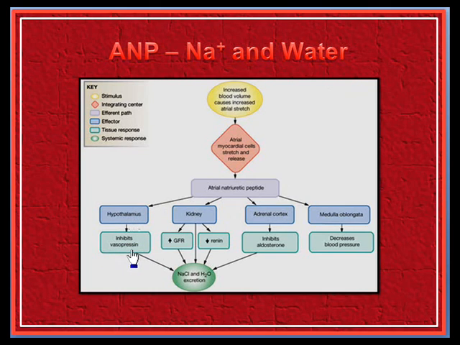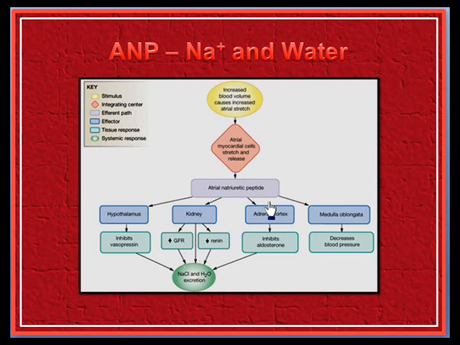This results in increased sodium and water excretion, and that reduces the blood volume. Now, when the ANP acts on the kidney, there is a twofold effect. One is the increase in the GFR, the other is the decrease in the renin. Both increase the sodium and water excretion and thus reduce circulating blood volume.